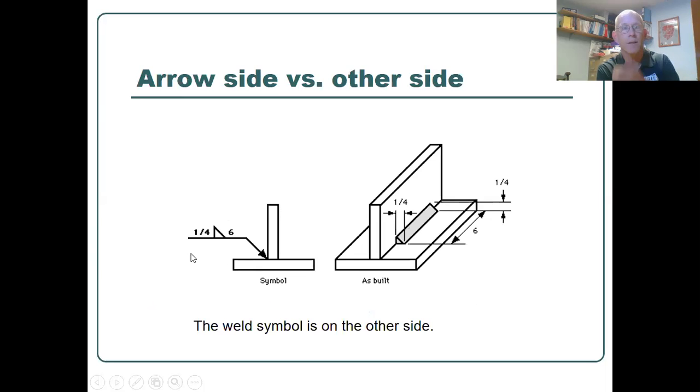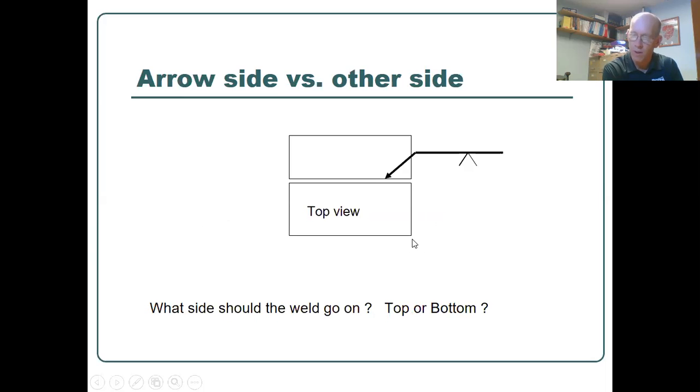And it actually is on the other side. So since it's on top of the line, it's on the other side, the symbol is. So this weld would go on the other side of that T-joint, okay? So another one for practice.